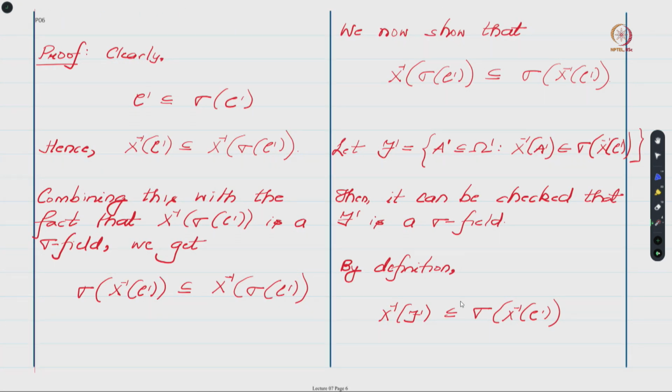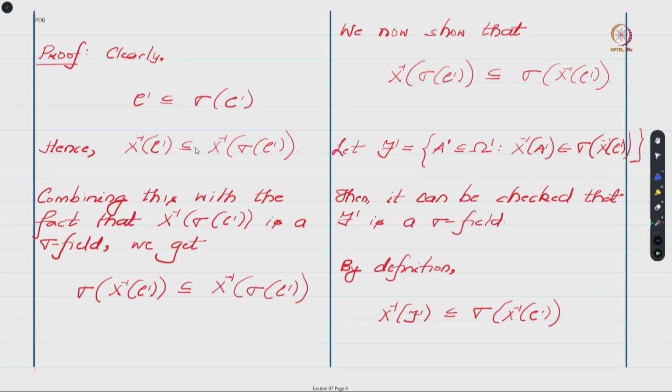Okay. So the proof goes as follows. We have been given some collection, this is the smallest sigma field containing C prime, hence trivially it follows that C prime is a subset of sigma of C prime. And from this property one can see that X inverse of C prime is a subset of X inverse of sigma of C prime. Is this okay?